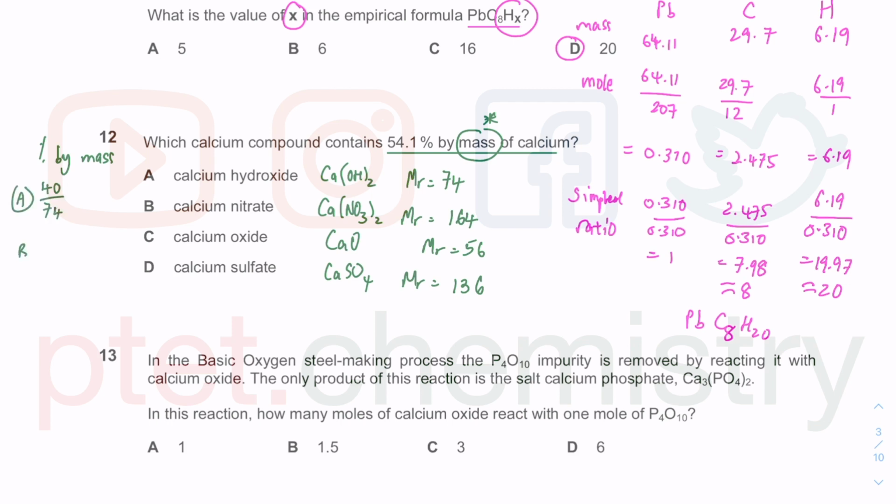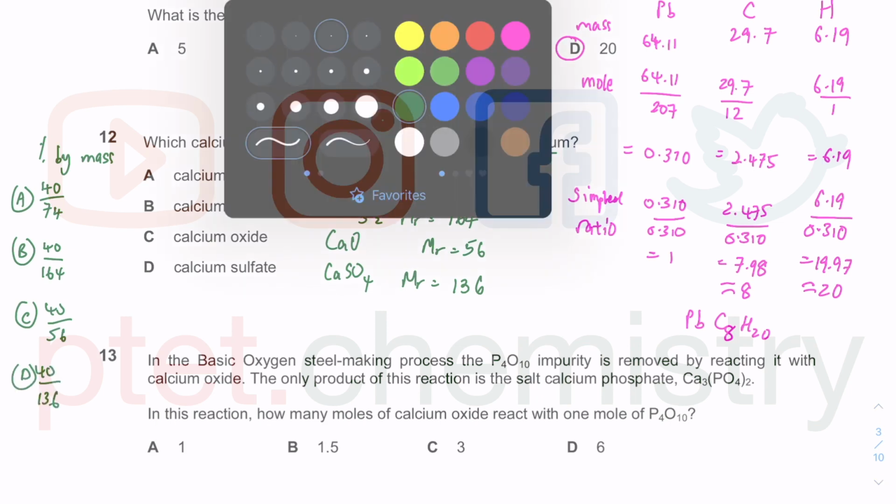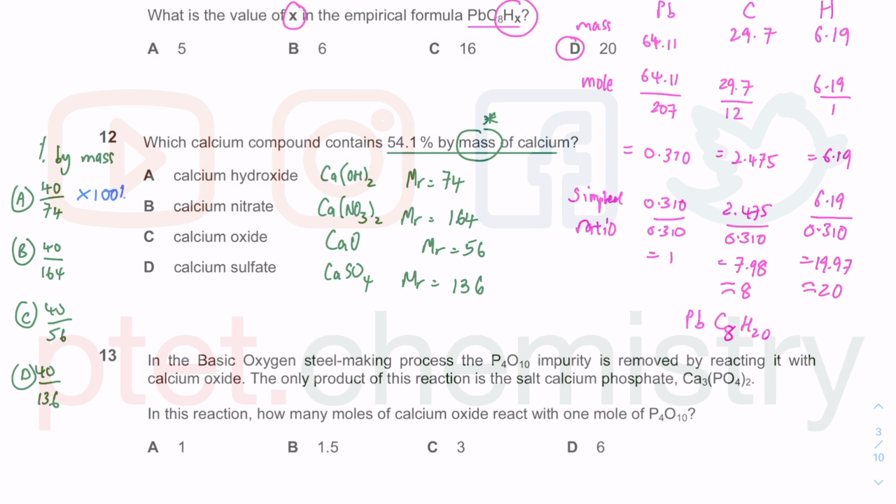For A times 100%, and then you have 40 over 164 times 100%, 40 over 56 times 100%, and 40 over 136 times 100%. So each of these will be times 100%. I just didn't bother to write them down because I want you to see the trend. The trend here is about the calcium. In the formula, there's only one calcium, so it's 1 times 40. So nothing on the top is changing at all, and times 100% is also the same.